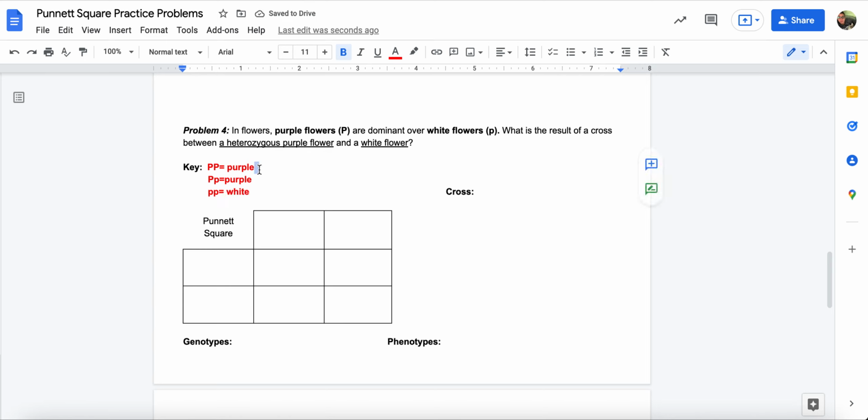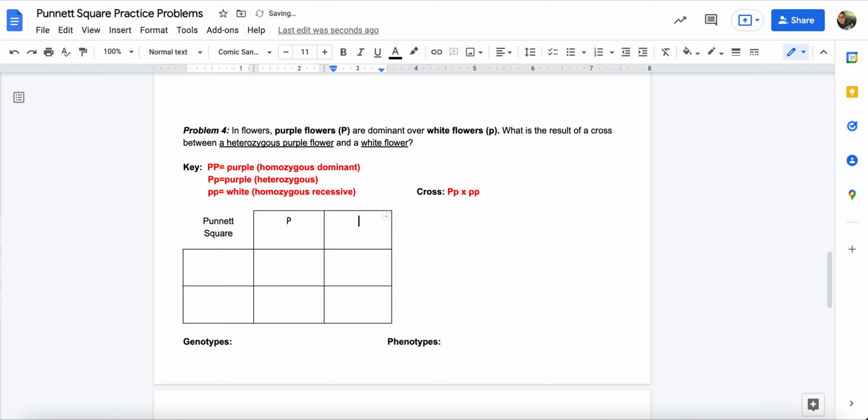And again, we can write next to this, this is our homozygous dominant. This is our heterozygous. And this is going to be our homozygous recessive. So when we go to do the cross, we have to read the problem, see what it says. What is the result of a cross between a heterozygous purple flower? So heterozygous, the only choice is going to be your capital lowercase. And a white flower. Again, white, the only choice is 2 lowercase p's. That's our cross. So we have capital P, lowercase p, and then lowercase p, lowercase p.